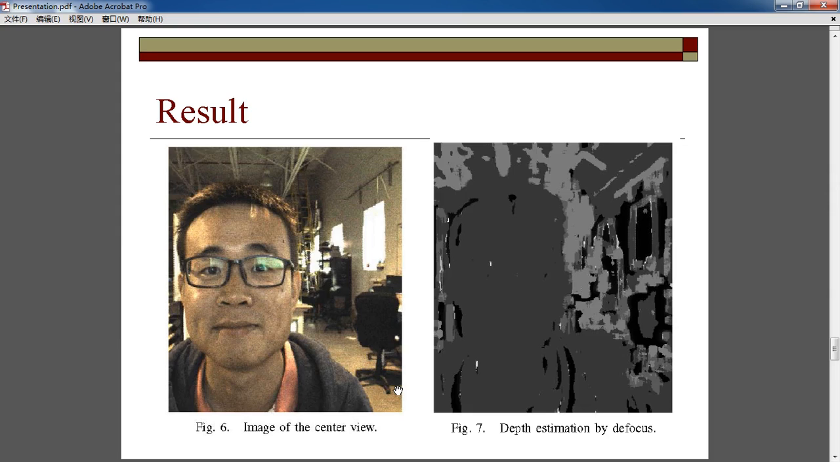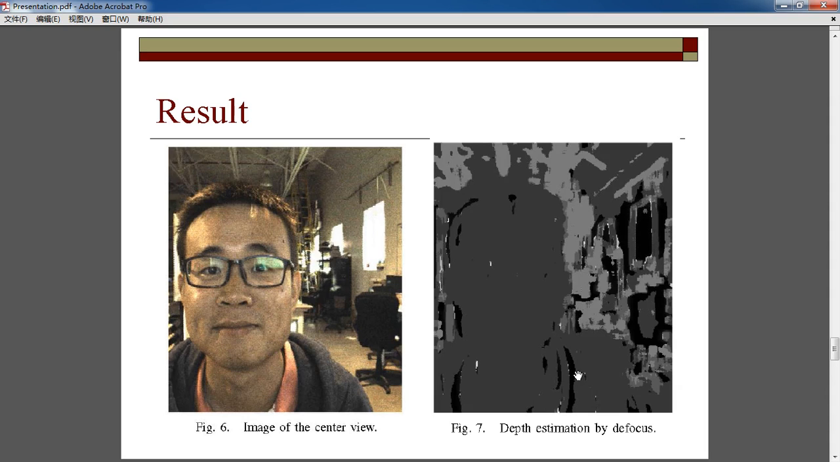In this paper, we use a Lytro light field camera to capture the images, which, as discussed above, include different points of view. The output of the Lytro camera is not directly viewable images. Further work needs to be done to convert the raw data from the camera to visible images. Figure 6 shows one of the images, which is from the center view, and Figure 7 shows the depth estimation from the defocus information. In this image, the darker the color, the closer the distance.